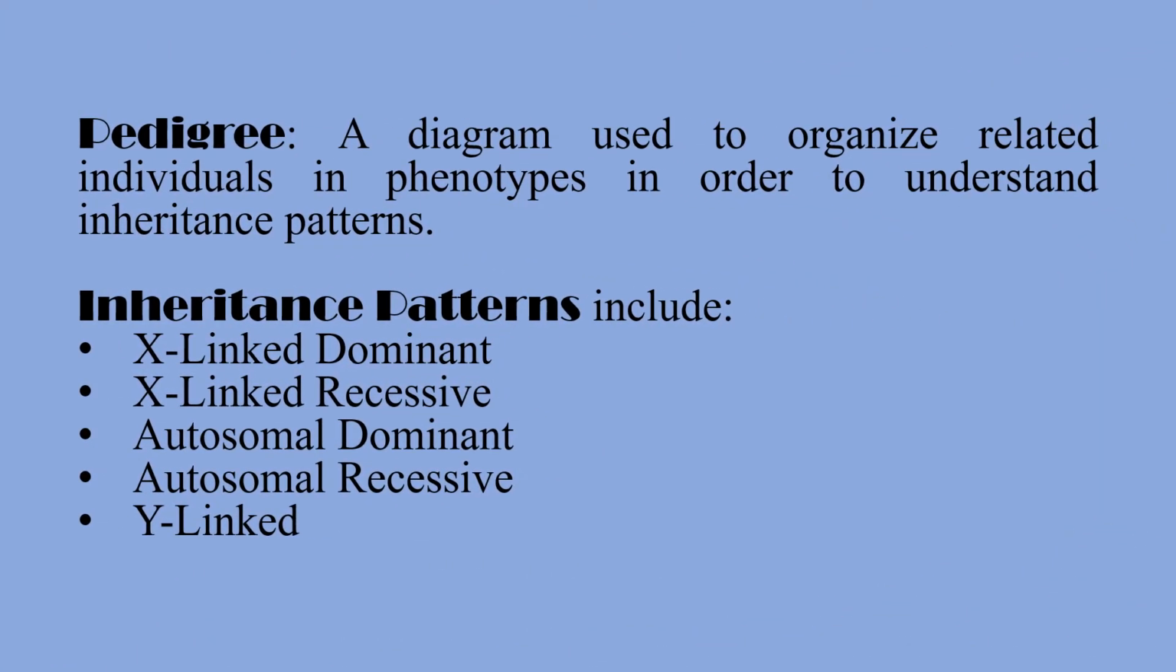A pedigree is a diagram used to organize related individuals and phenotypes in order to understand inheritance patterns. Inheritance patterns include X-linked dominant, X-linked recessive, autosomal dominant, autosomal recessive, and Y-linked. These are some of the inheritance patterns that we'll be looking at today in our pedigree.